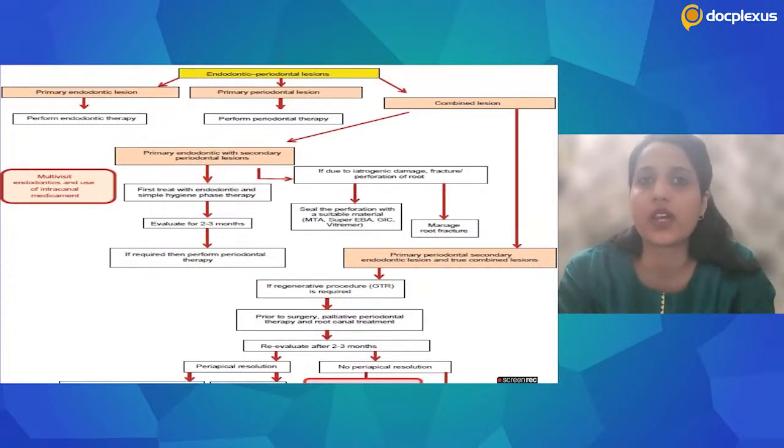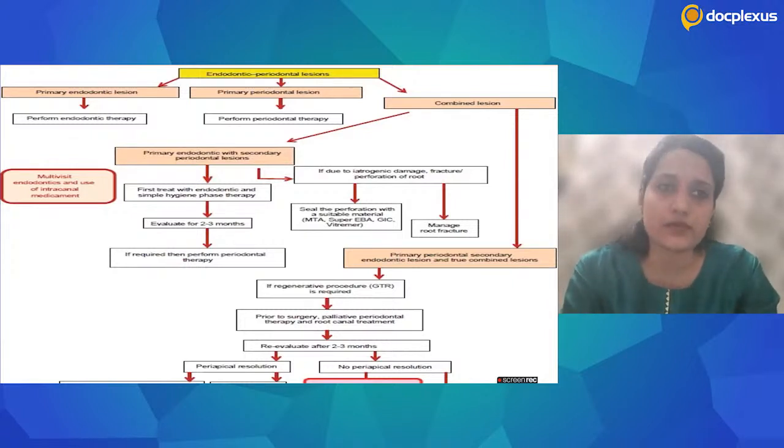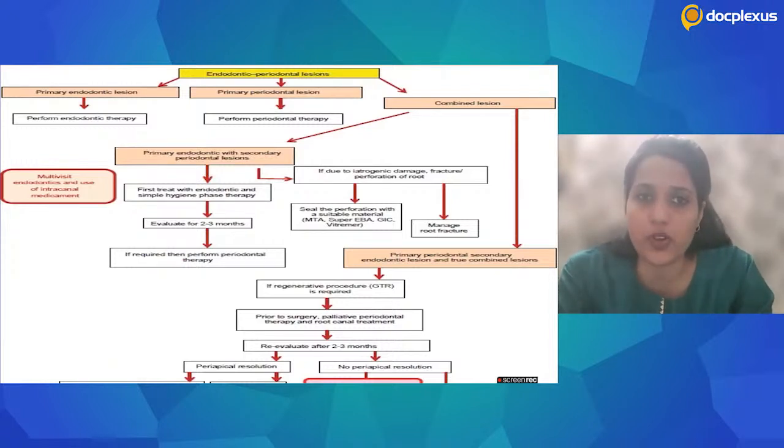and how will you determine the prognosis of the treatment? Whenever you have endoperio lesions, you have recognized that there is a radiograph present. You see there is pain, you see there is a periapical abscess or periodontal abscess, you see a radiograph showing periodontium loss, or you have diagnosed that it is an endoperio lesion. So how will you proceed? If it is a primary endodontic lesion, we know that we have to go for root canal therapy or endodontic therapy. If it is a primary periodontal lesion, you have to perform just periodontal therapy. If it's a combined lesion, how do we proceed? Take primary endodontic and secondary periodontal lesions.